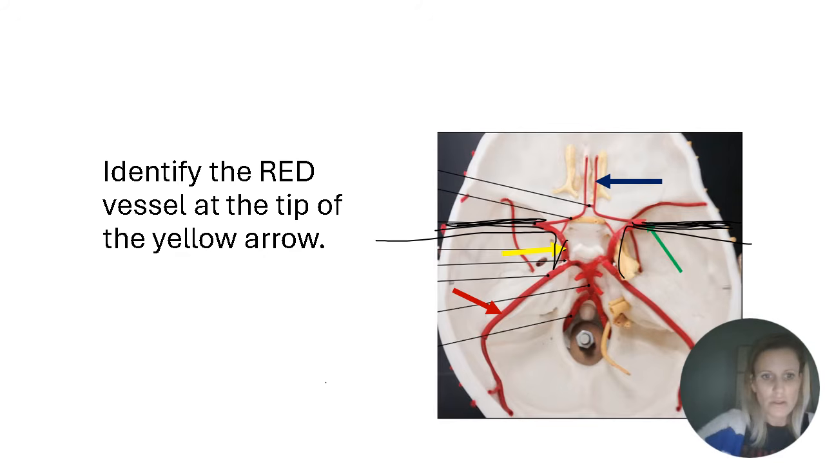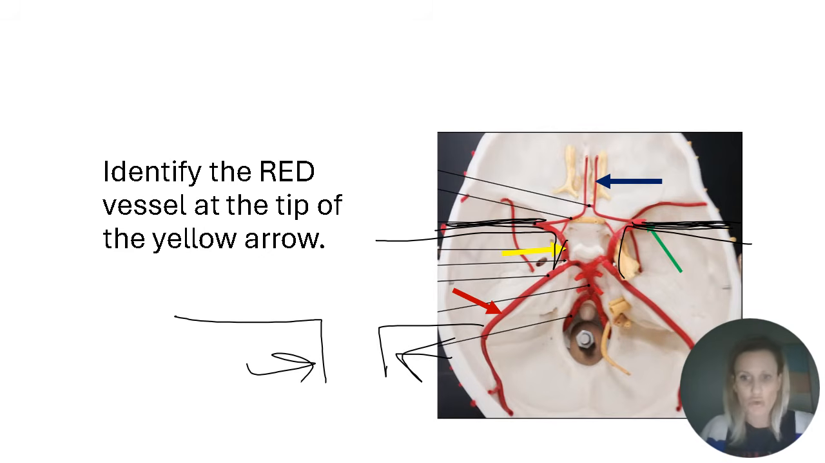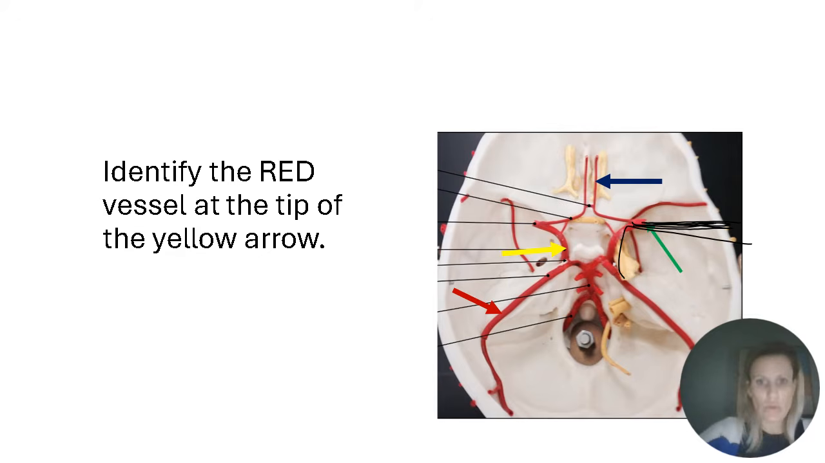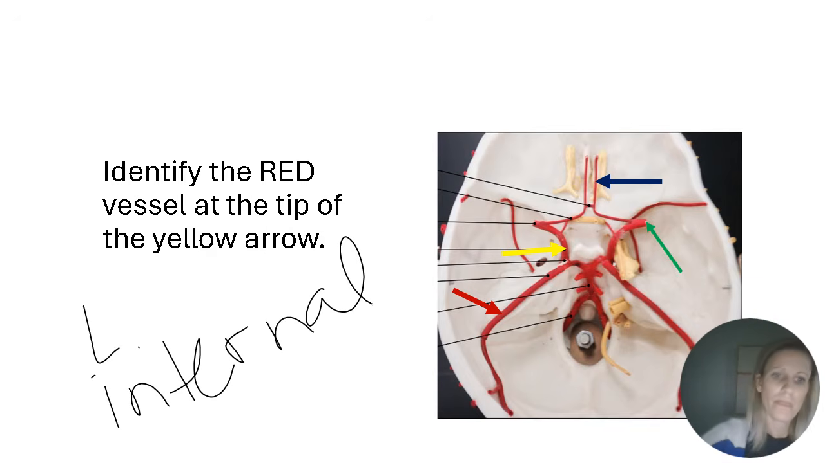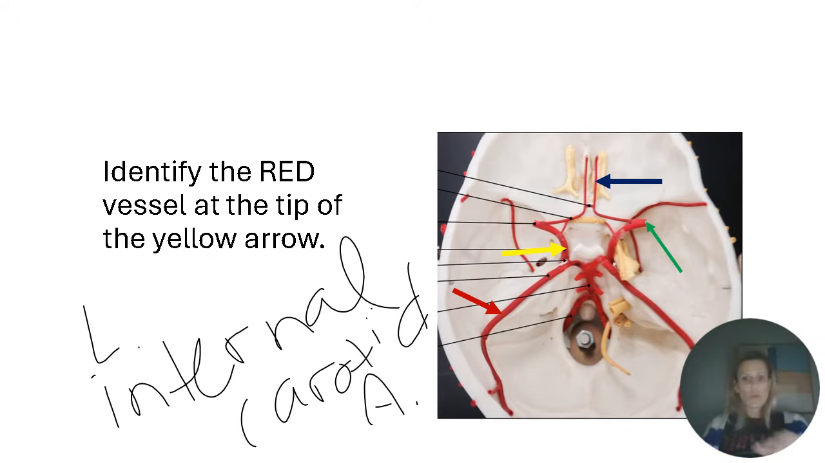So those vessels come up and then turn, right? They come up through the skull and then they turn. This vertical part that's coming up through the skull is the internal carotid artery. The horizontal part is the middle cerebral artery. So the yellow arrow is pointing to the left internal carotid artery. So that's a vessel that you can see out here in the neck, and you can also see it in the skull.